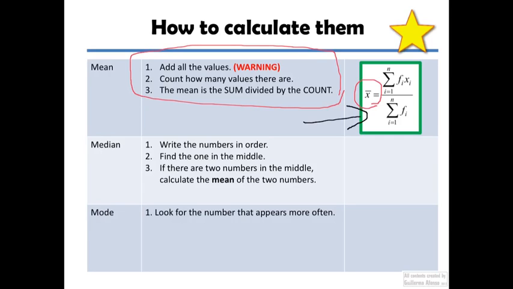For the median, you write the numbers in order, and that's very important, and people keep making mistakes with this over and over again. They must be in the right order. And after they're in the right order, you pick the one in the middle. And if there are two numbers in the middle, then you calculate the mean of the two numbers. Okay? The mode is much simpler. Just look for the number that appears most often. If you have two different numbers that appear equally many times, we say that we have a bimodal.